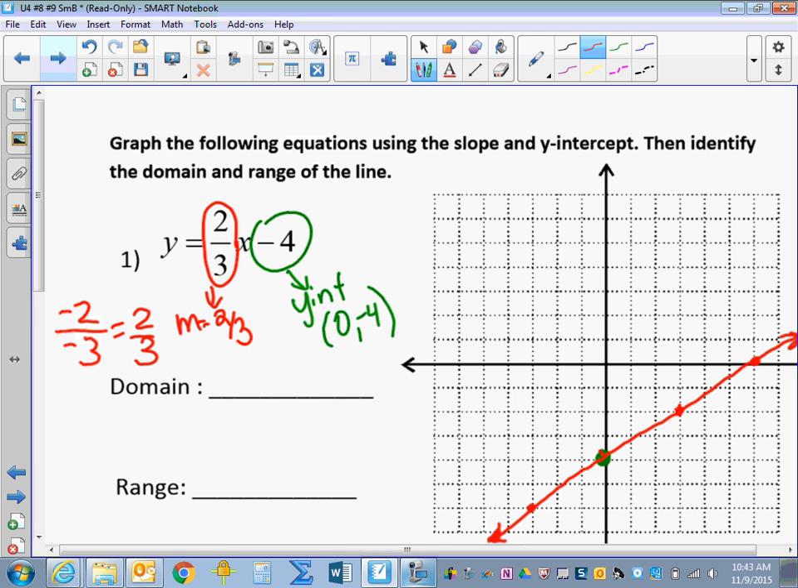All right, any ideas as to what my domain and range might be? Anybody have an idea as to what domain and range might be? X and Y. Domain is X. What is my domain? My x values, but what is my domain? Just 2? And just 3? Do we have only this point? And only that point? Yeah, we have 0, but do we only have 0?